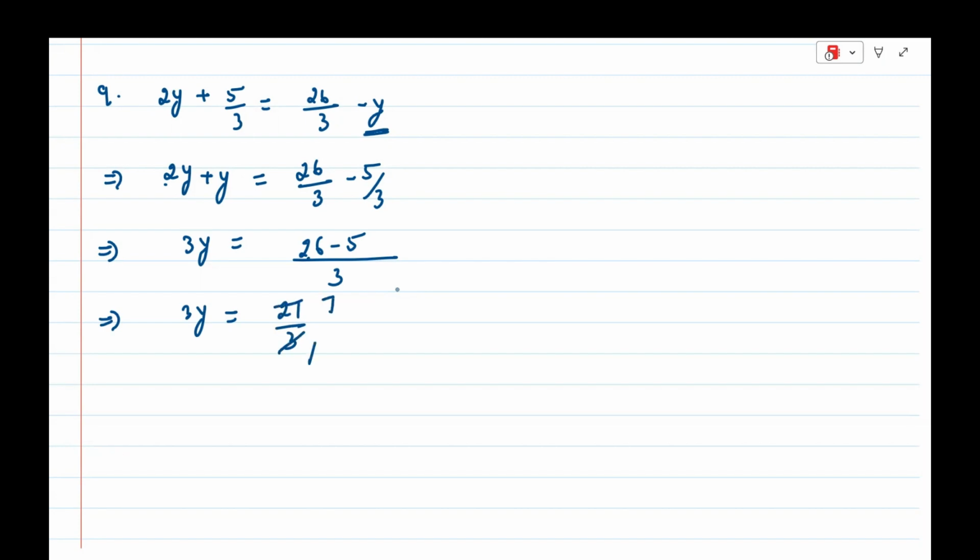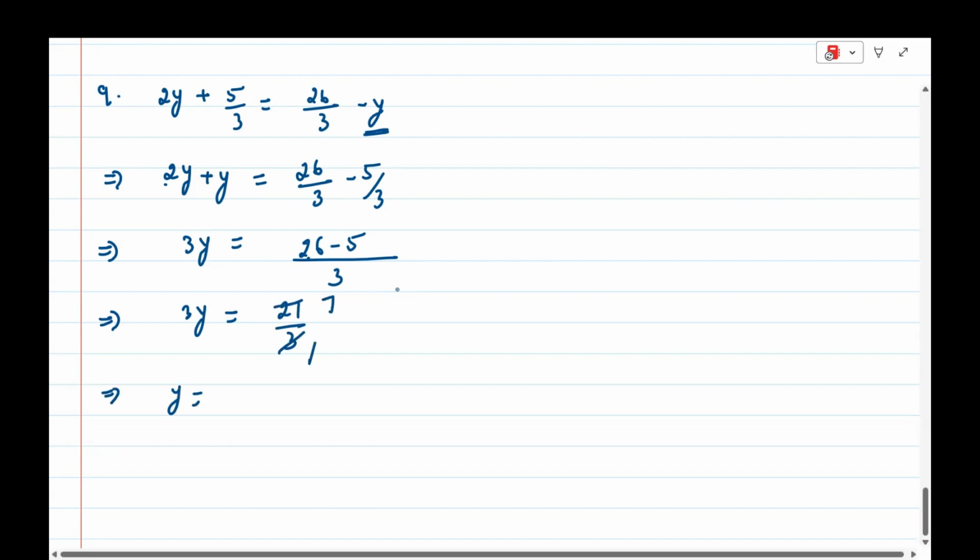I can do the cutting. 3 1s are 3, 3 7s are 21. So y is 3 by 7. Actually, y is 7 by 3. Let's do the checking part, whether the answer is correct or not.